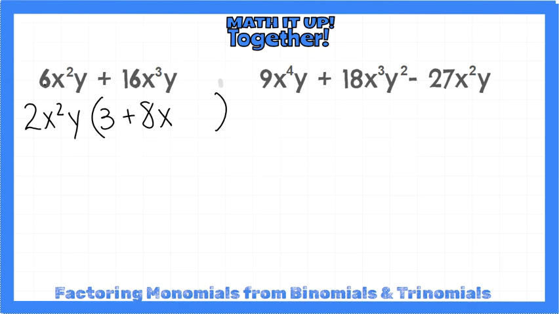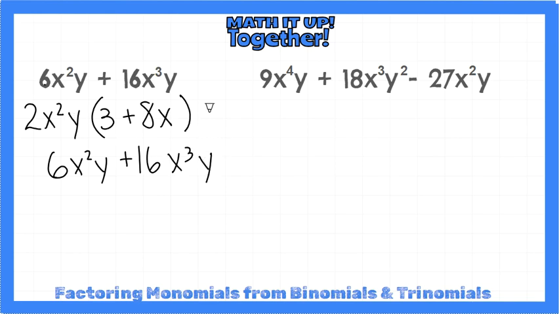So that should be it. I made my parentheses a little too big here. There we go. So let's check our work. 2 times 3 is 6. X squared y, that's it. All I had multiplied by was the 3. 2 times 8, that's a positive 16. X squared and 1 more is x to the 3rd. Here's my y, and I have a match, so I'm good.